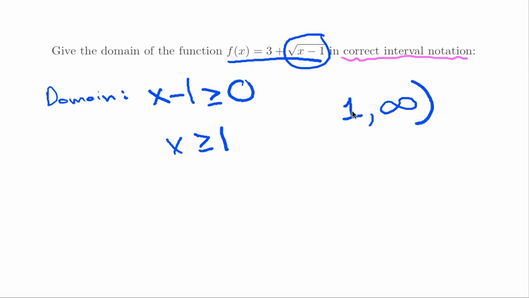1, on the other hand, is that included in the domain? Well, yeah, it is, because this domain is the set of x's that are bigger than or equal to 1. Or another way to think about it is, could I plug 1 into the function? If I can, then it's in the domain. So f of 1 is 3 plus radical 1 minus 1. Radical 1 minus 1, that's square root of 0, which is 0. So 1 is in the domain, so I'm going to include it. All right, and that's my domain in correct interval notation.